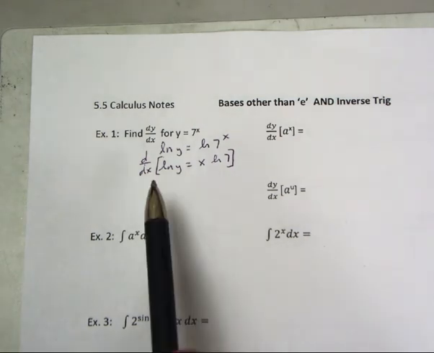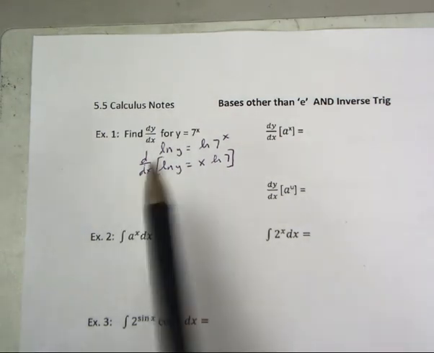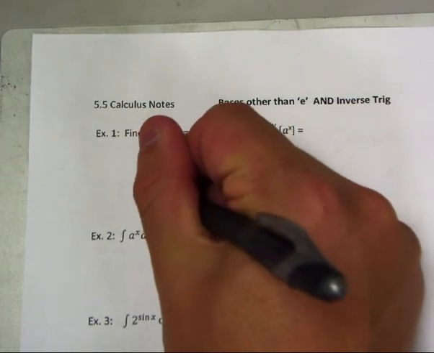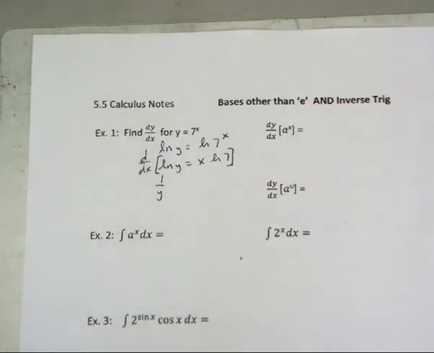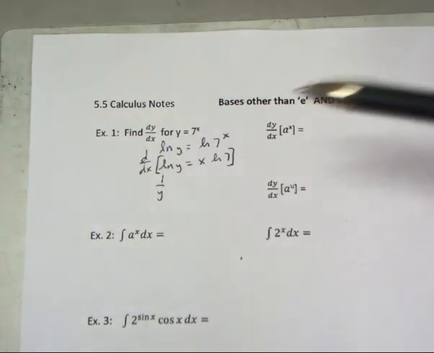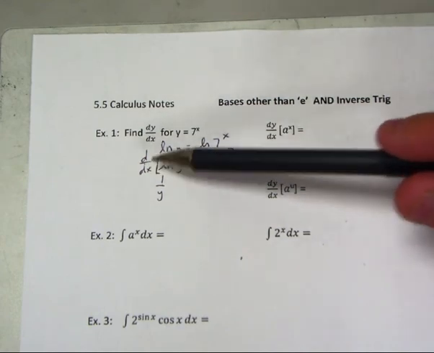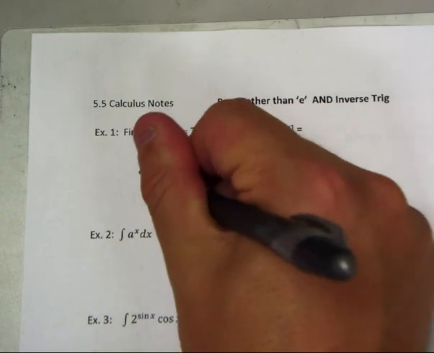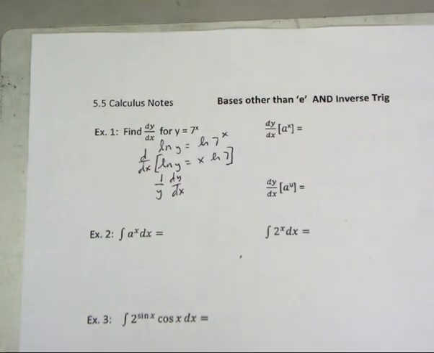So when I differentiate the natural log of y with respect to x, well, the derivative of the natural log of y is 1 over y. But remember implicit differentiation. It's been a while since we've done that, but anytime you differentiate a y term with respect to x, you differentiate it, and then you put dy dx. So that's the left side.